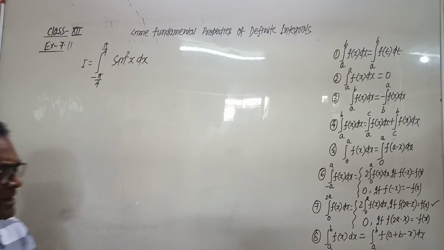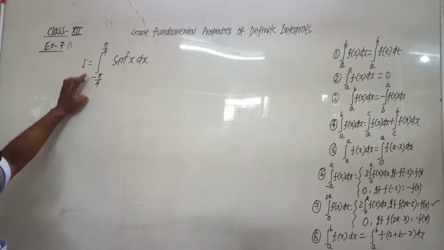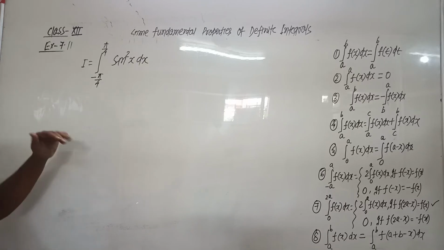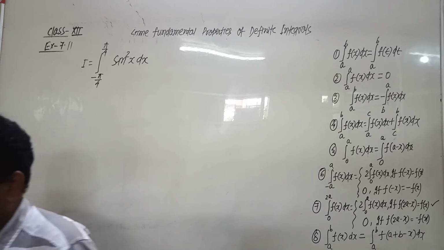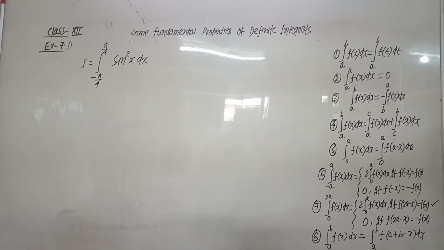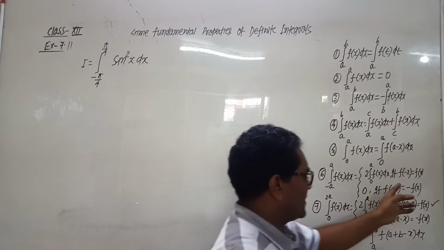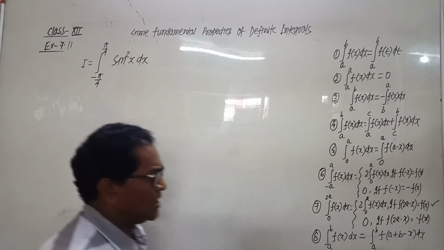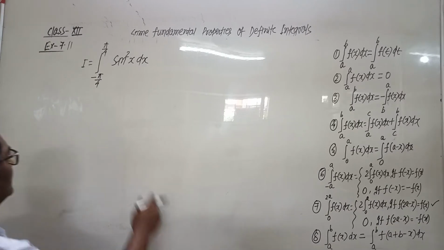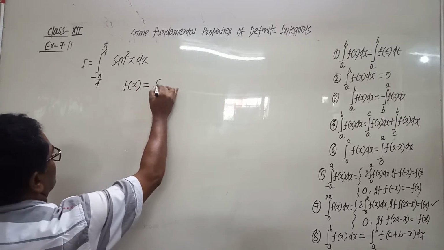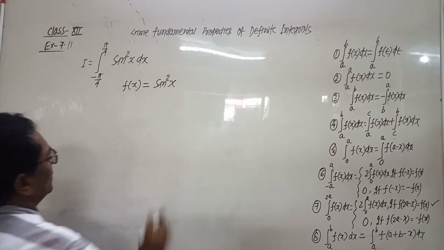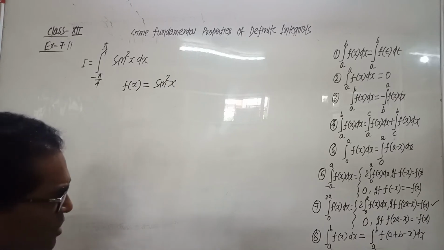If there is a question in the form of limit minus a to a, then we use property number 6. Here the limit is from minus a to a, and the value of a is pi by 4. So we will have to check whether the function is odd or even. We are given f(x) equals sine square x. So we check whether it is odd or even.